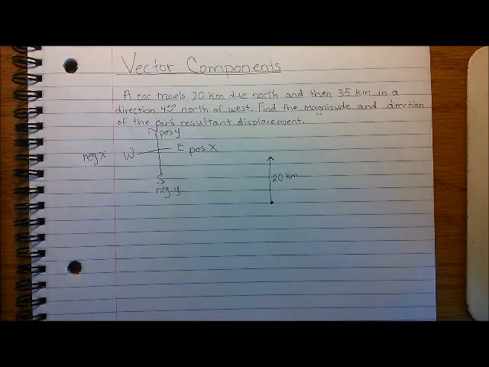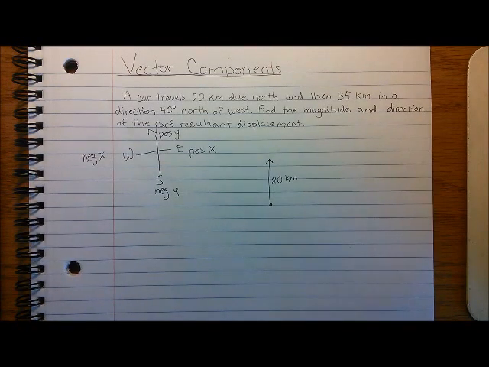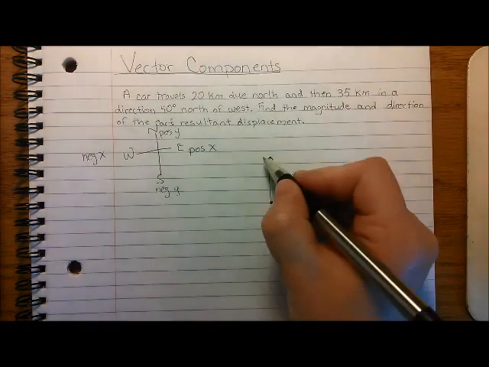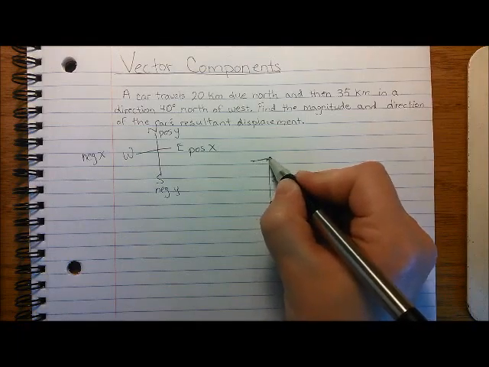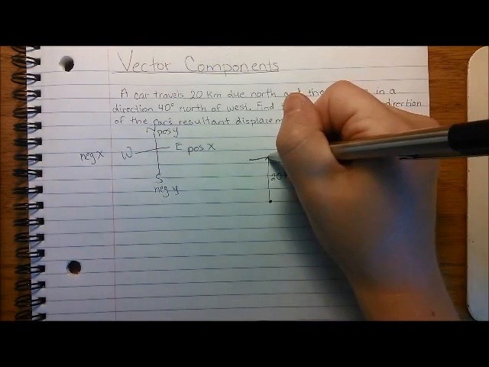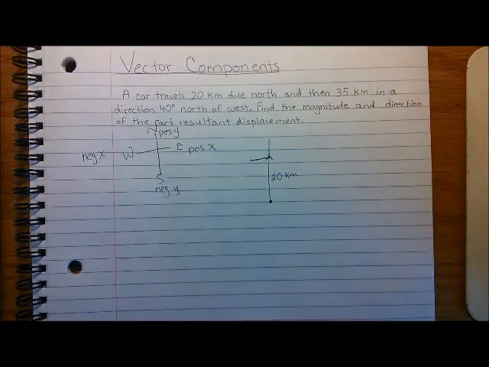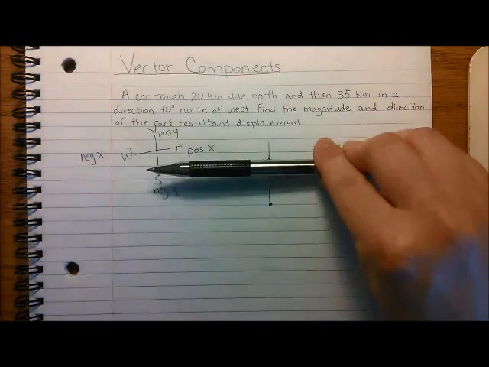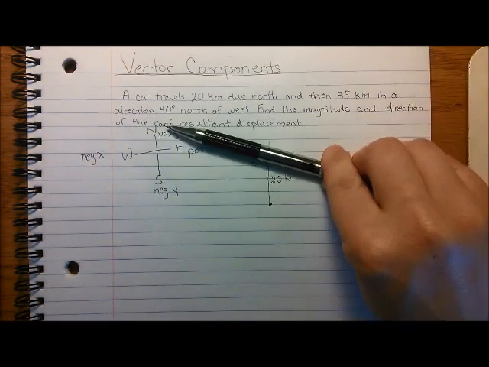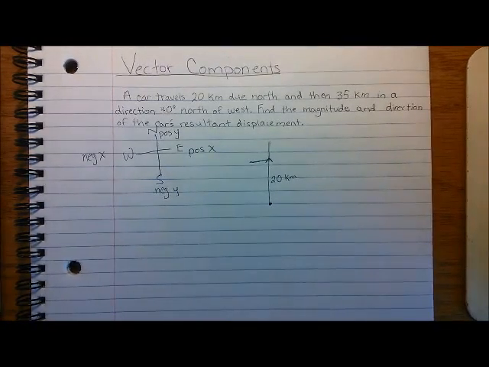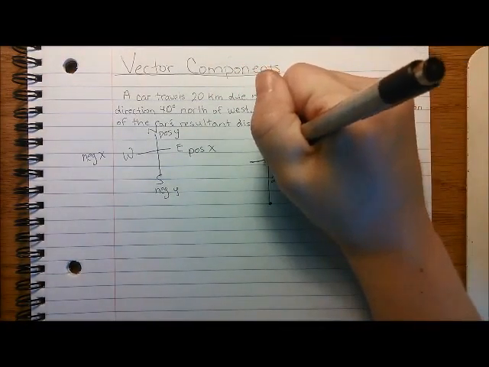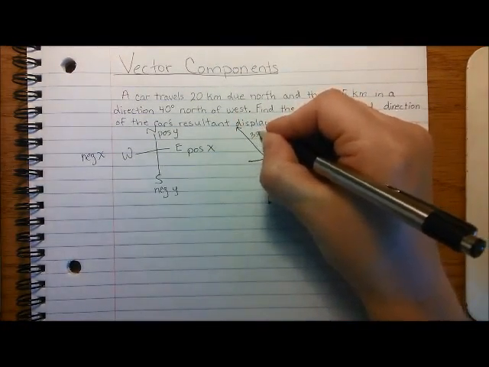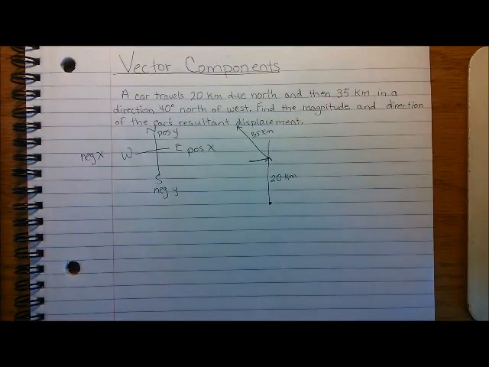Okay, and then the car goes 35 kilometers in a direction 40 degrees north of west. So what would that look like? Well, this line that I just drew is our western line, and then this line that I drew right here is our northern line. It says the car goes 40 degrees north of west. So 40 degrees north of west would be like this, and then 40 degrees above that. So that would look something like that. And that's 35 kilometers.